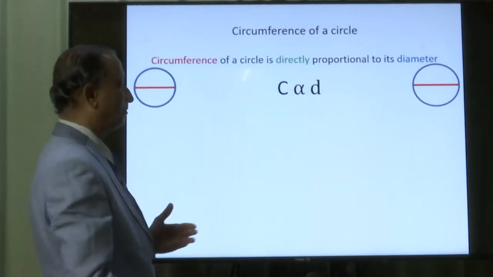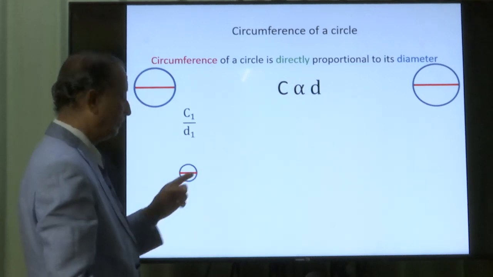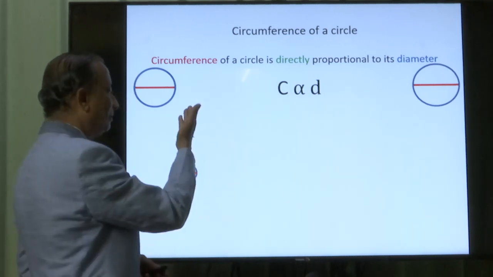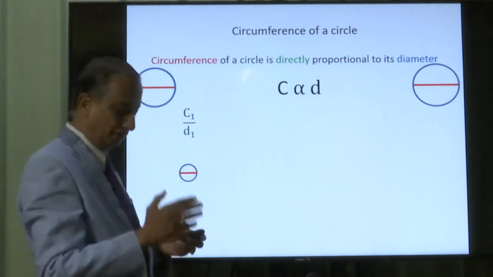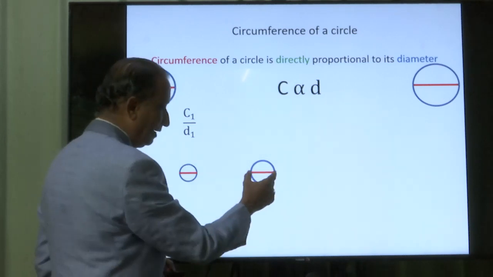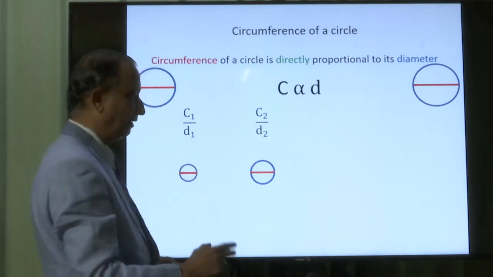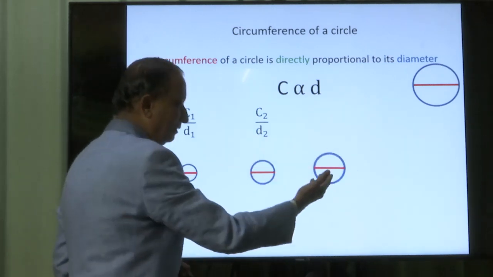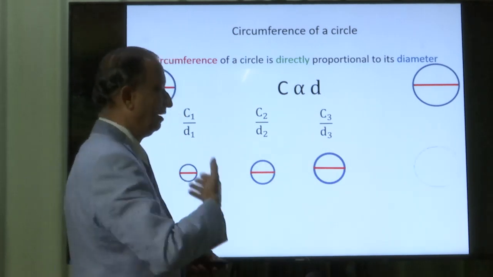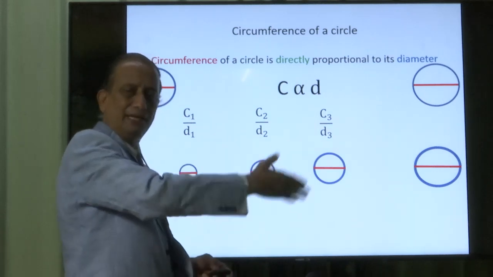This can be further explained by considering 3 to 4 circles and comparing them with their circumferences. Here is a small circle with its diameter. Let us take the ratio between the circumference and diameter, call it C1 by D1. One more circle, a little bigger, has so much diameter. Take the ratio between its circumference and diameter. One more example, a bigger circle this time. Again take the ratio between its circumference and diameter. Like this, you can go on finding the ratio of circumference to diameter for any number of circles.